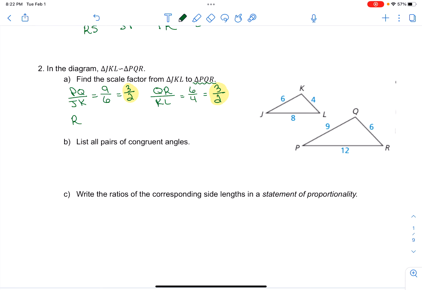So then for our last one, we do RP to LJ. RP is 12 and LJ is 8. 4 goes into 12 3 times and into 8 twice. So just like we want to happen, all 3 of our sides have the same scale factor. If you do not get the same scale factor, make sure that you're putting numbers in correctly, putting the second image or shape on top of the first, and just pulling the right numbers over.